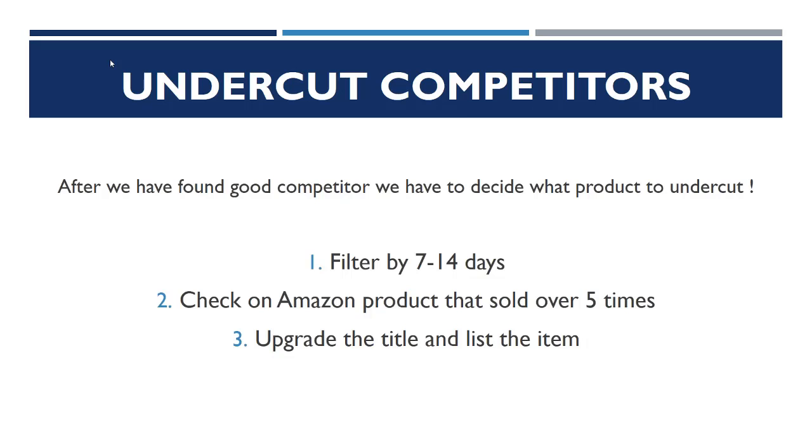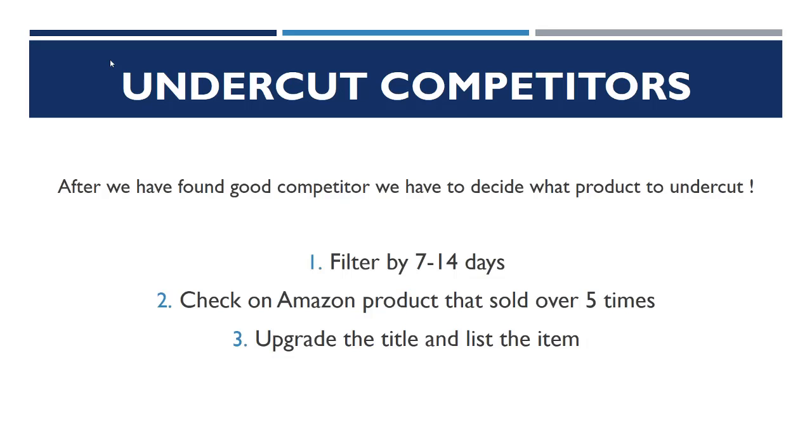After you find it on Amazon and you can be cheaper when you sell it on eBay, upgrade the title and list the item, okay? Remember, upgrade the title and list the item. Don't just list with the same title. Always upgrade the title, fill in the item specifics, make a nice title and description, and list the item, okay? So remember, sold over 5 times in the last 7 to 14 days. We upgrade the title, we make item specifics, we make a nice description, and we list the item. Okay? Till here, very simple.